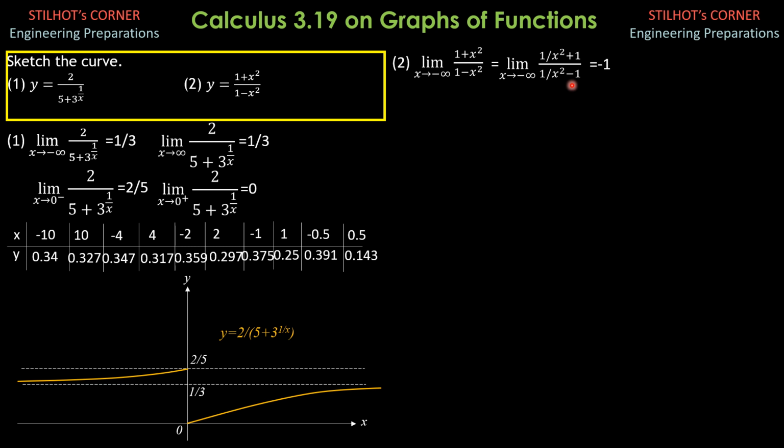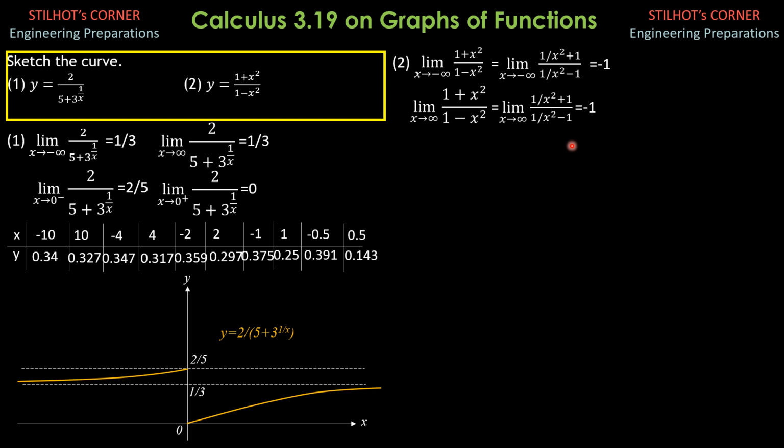Then when x approaches positive infinity, we do the same thing. We divide everything by x squared. So we have the limit as x approaches infinity of 1 over x squared plus 1 over x squared minus 1. And as x approaches infinity, this is 0. This is also 0. 1 over negative 1 is negative 1. So we have a horizontal asymptote, which is y equals negative 1.